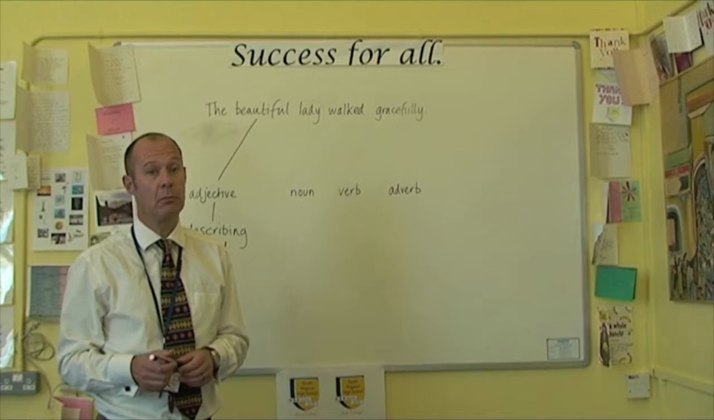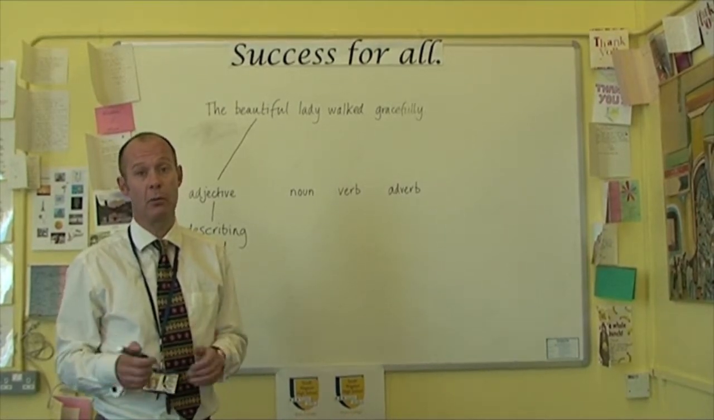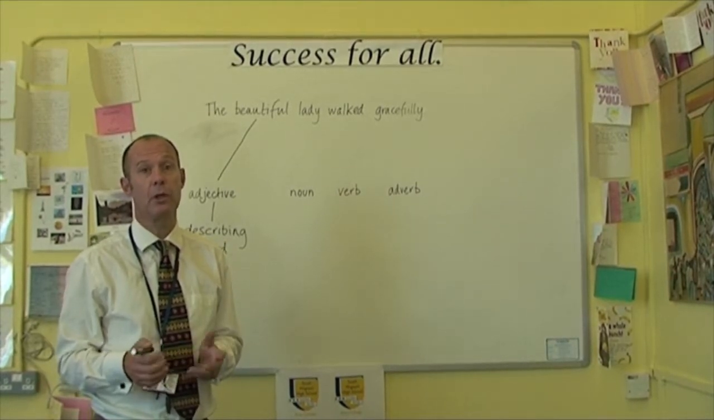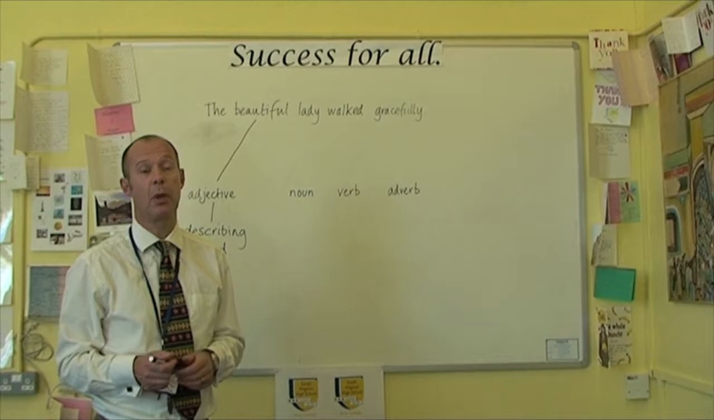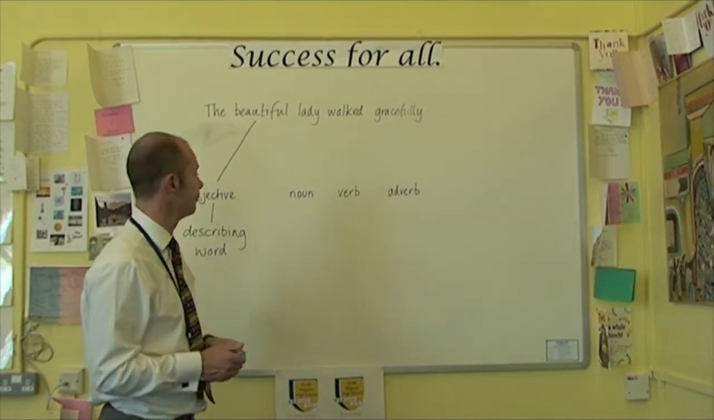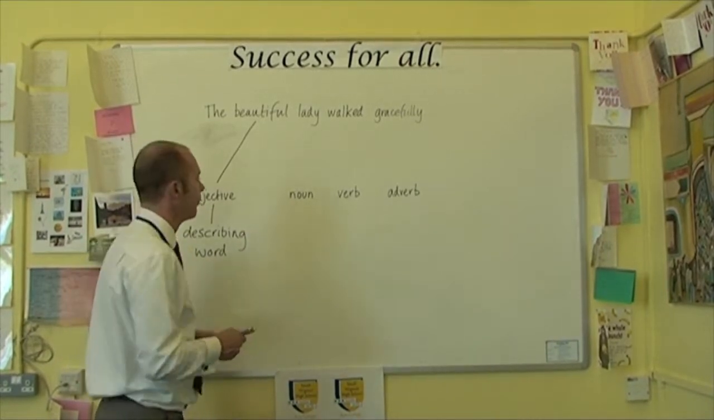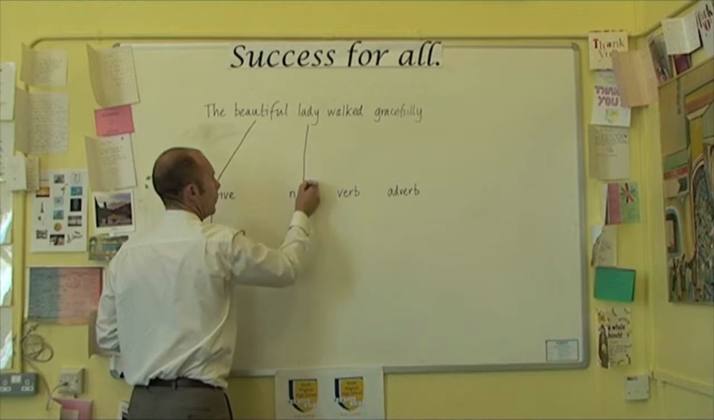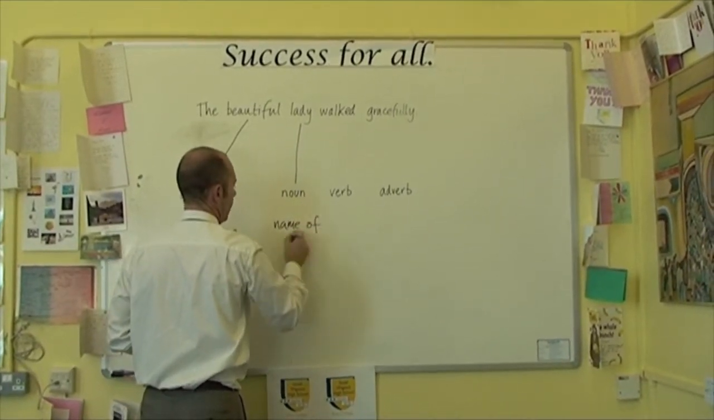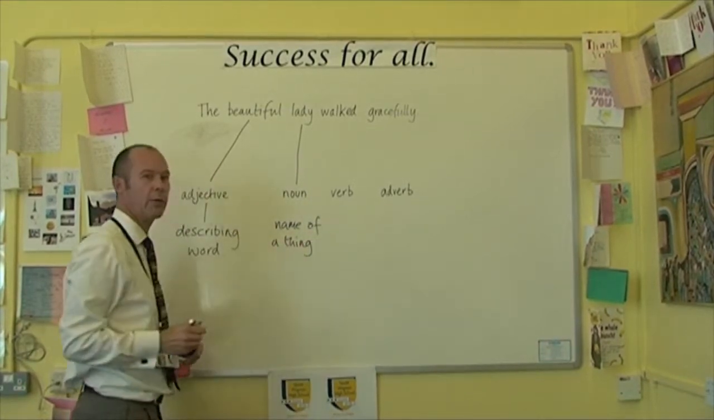Some nouns have to have a capital letter, some nouns don't. The ones that have a capital letter are proper nouns. That's where you've got people's names, place names, addresses, that sort of thing. But this hasn't got that, this is just lady. So that's a noun, and it's a name. Name of a thing.